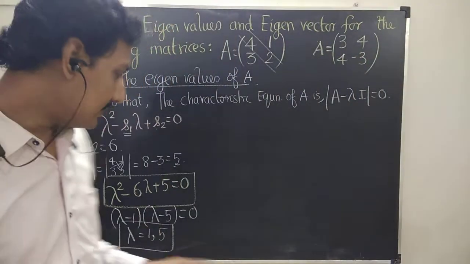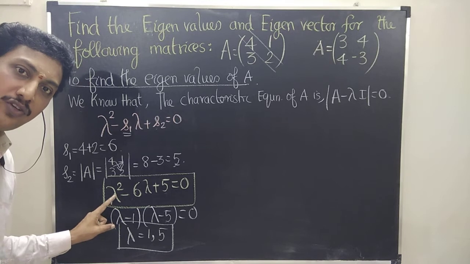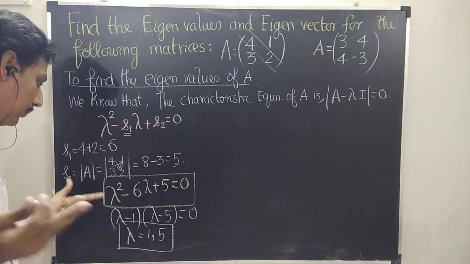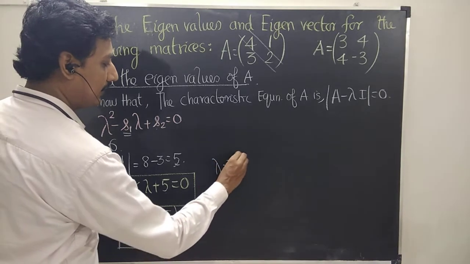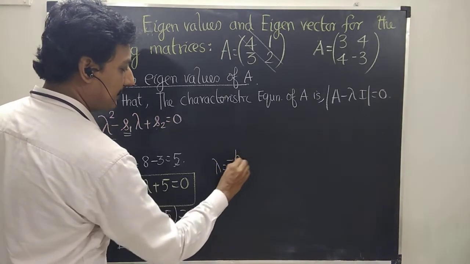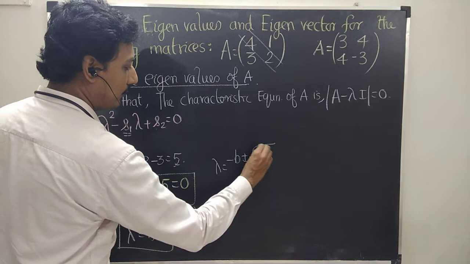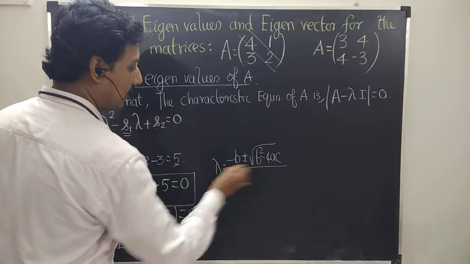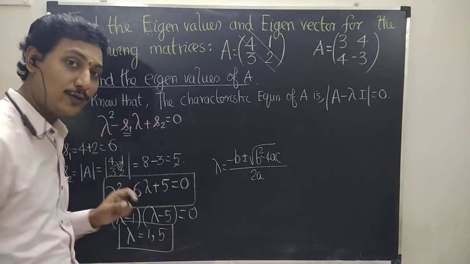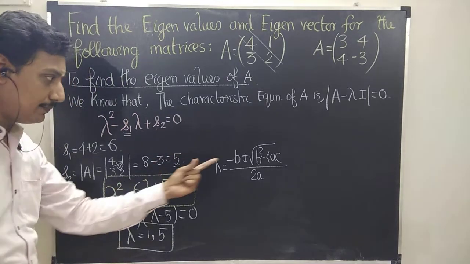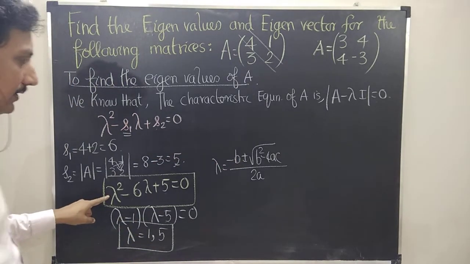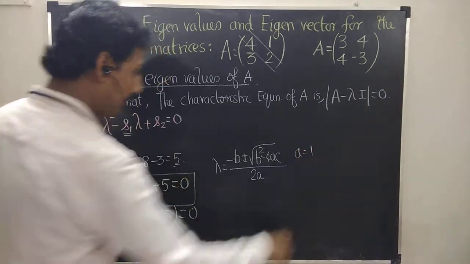Right sir? So to solve this quadratic equation, there are many techniques. You may use the formula as well. What's the formula? Lambda is equal to minus b plus or minus square root of b squared minus 4ac by 2a. It's called the quadratic formula, isn't it? So you may apply this also, we get the same answer. What are a, b, c? Small a is the coefficient of lambda squared, 1.